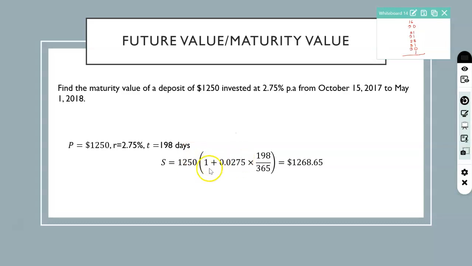Substituting in the formula and then calculating the same way following the BEDMAS rule, you should get $1268.65.